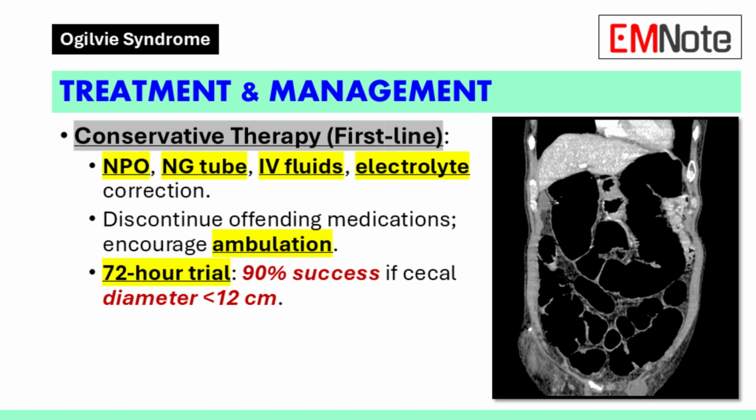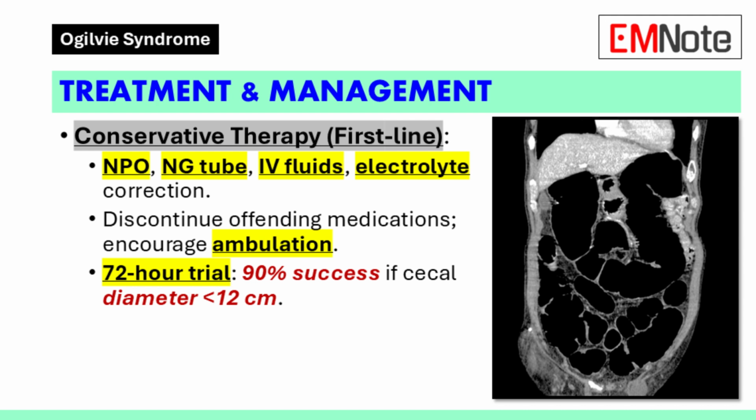For uncomplicated Ogilvie syndrome, initial management includes nothing by mouth, nasogastric tube placement for decompression, fluid resuscitation, and correction of electrolyte abnormalities. Medications impacting colonic motility should be discontinued. Ambulation and prone or knee-to-chest positioning are encouraged. Frequent abdominal examinations and daily abdominal plane films to monitor cecal dilatation are necessary.